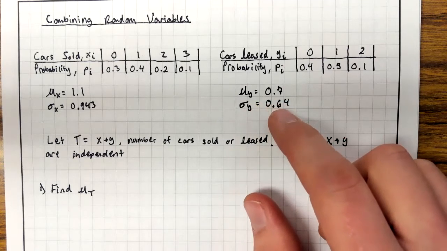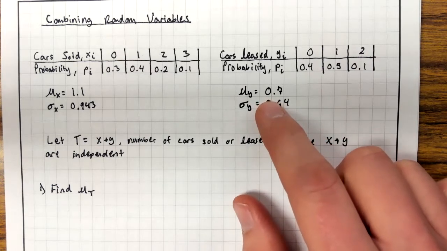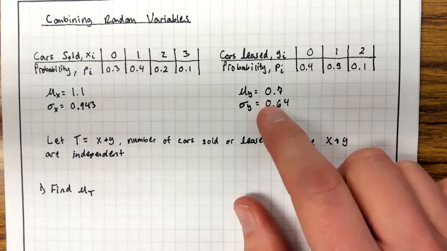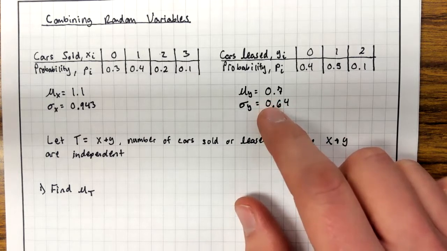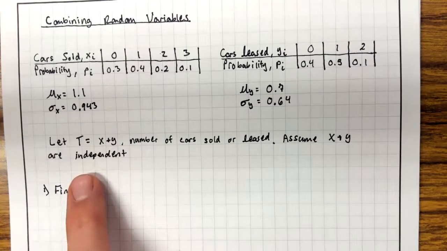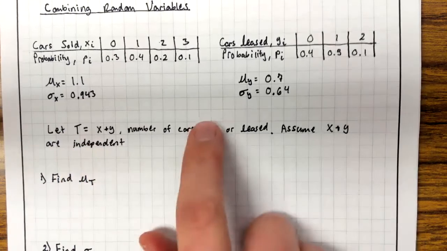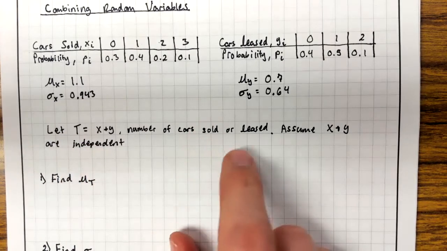So you could say something like, on 10 randomly selected days, they would be expected to sell or lease 7 cars. The average amount of cars leased is expected to be 0.7. Okay, so we're doing this new variable, T, the total number of cars sold or leased at the dealership.